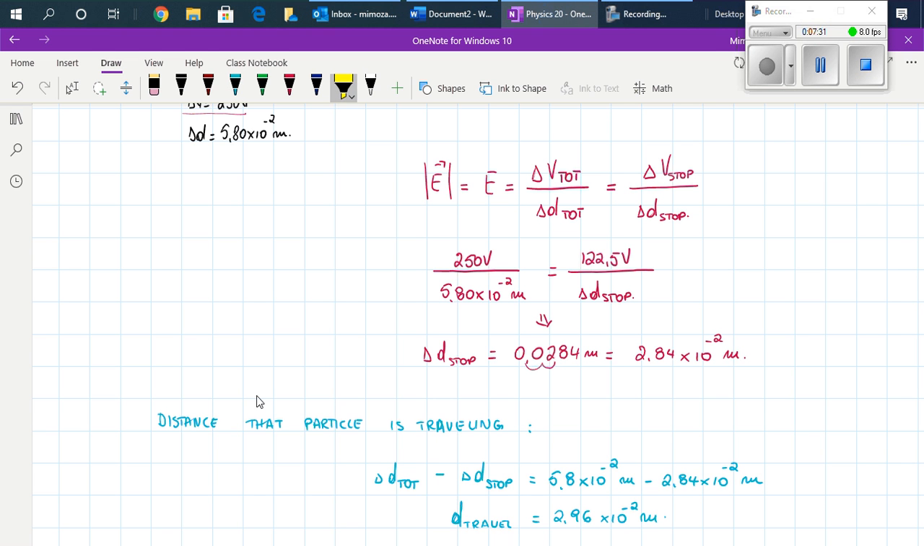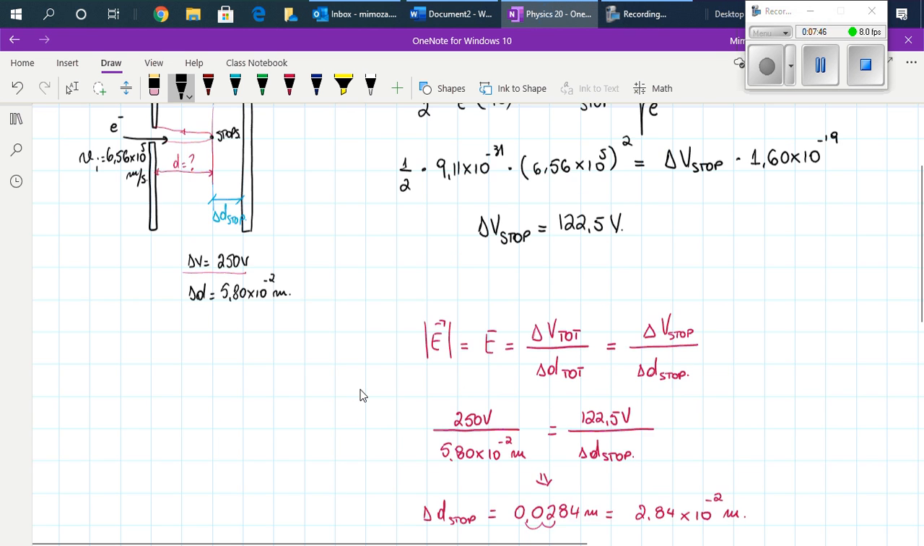So pay attention to what they are asking. Are they asking you for the distance that is traveling or the distance from the opposite plate? This is what you have to keep in mind when you are working with something like this.